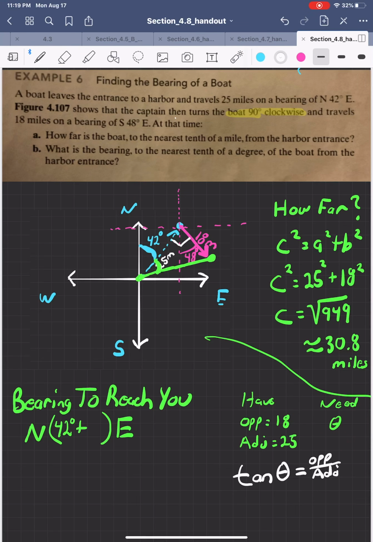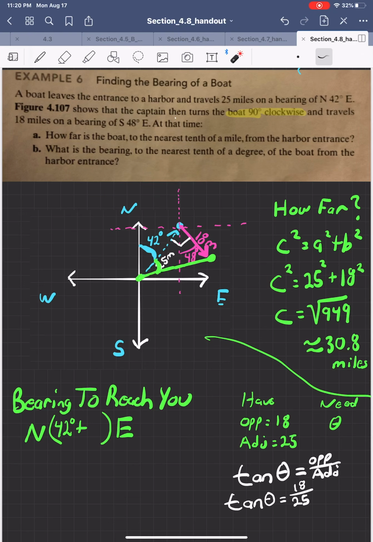Don't check out on me. You've got a whole boat full of people just praying, hoping that you know what you're doing right now. They're hoping you're going to save them. So we've got opposite is 18 and adjacent is 25. Here we go.